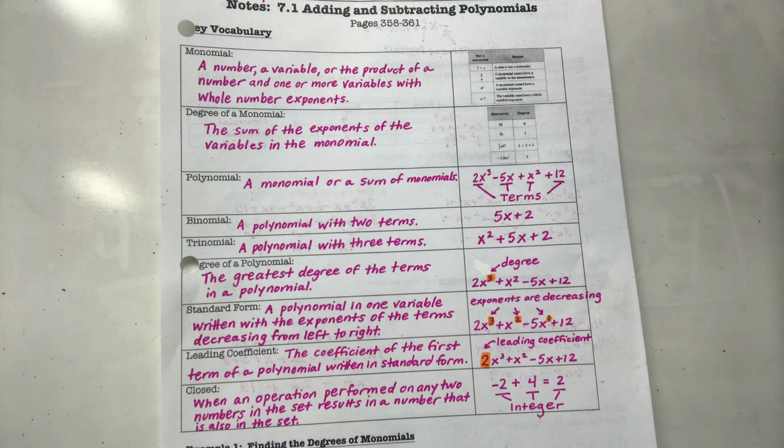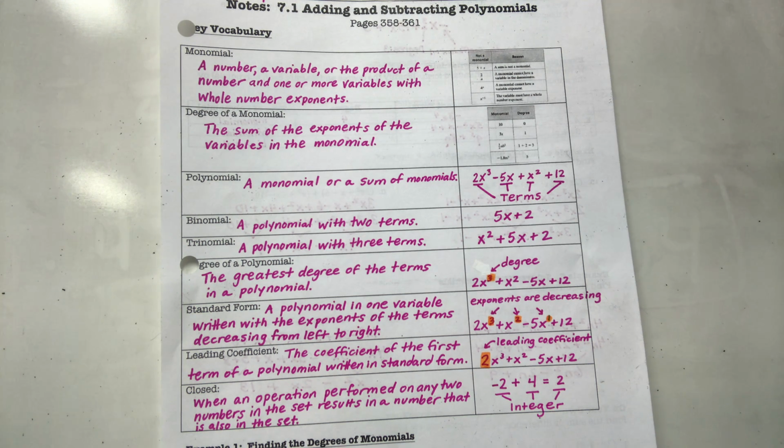Standard form is when you write a polynomial with the exponents decreasing from left to right. So your largest exponent is the one you start with, your smallest exponent is the one you end with, and then constants go at the very end, where we don't count them as having variables or degrees at all. The leading coefficient is the coefficient of the first term of your polynomial when it is written in standard form.